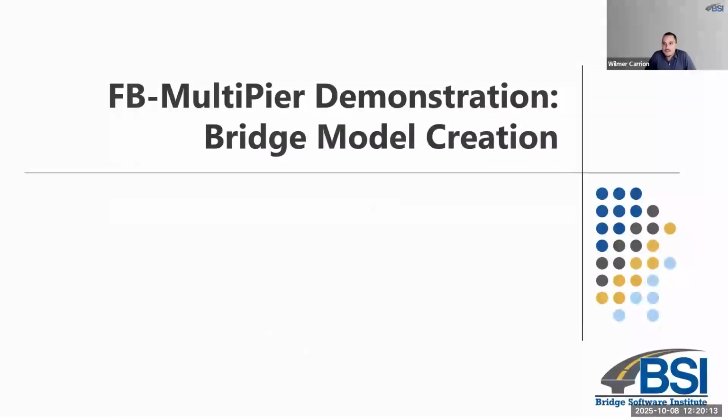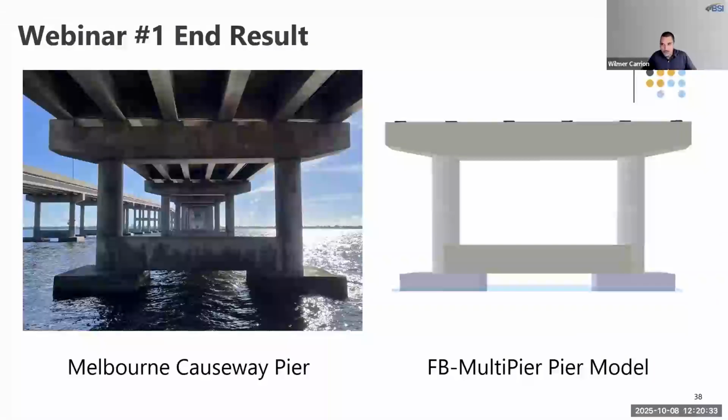All right, so that's it for the theory and interface overview regarding bridge models. Now let's move on to the next part, which will be more of a live demo within FB-MultiPier itself. And it'll actually pick up right where our previous webinar left off, in which we created a single peer model from scratch. Now, if you didn't get a chance to attend our previous webinar, no worries. I'll give a very brief summary. And the model we will be starting with has actually been provided to you as well.